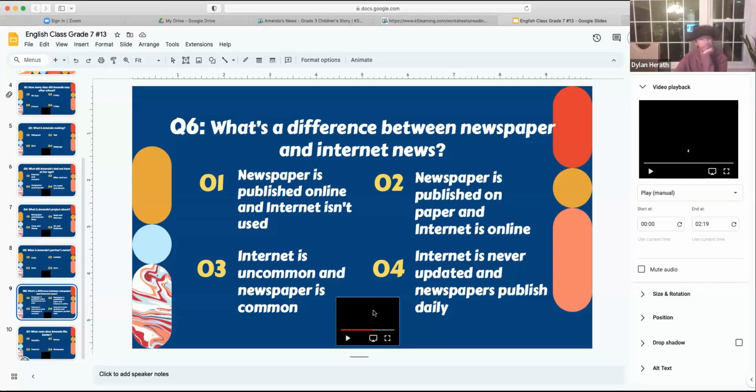So, if you listen closely, you would be able to tell which is the answer. Is it newspaper is published online and internet is used? Newspaper is published on paper and internet is online. Internet is uncommon and newspaper is common. Internet is never updated and newspaper is published daily.